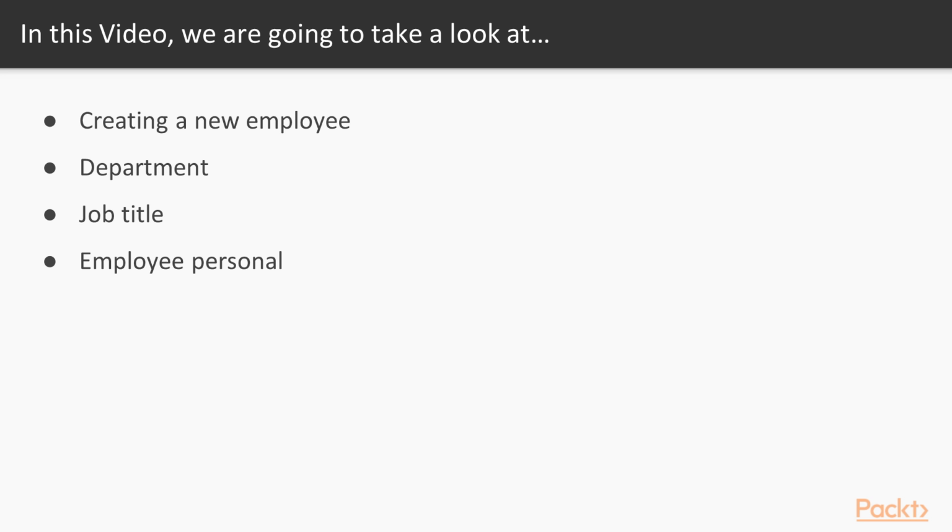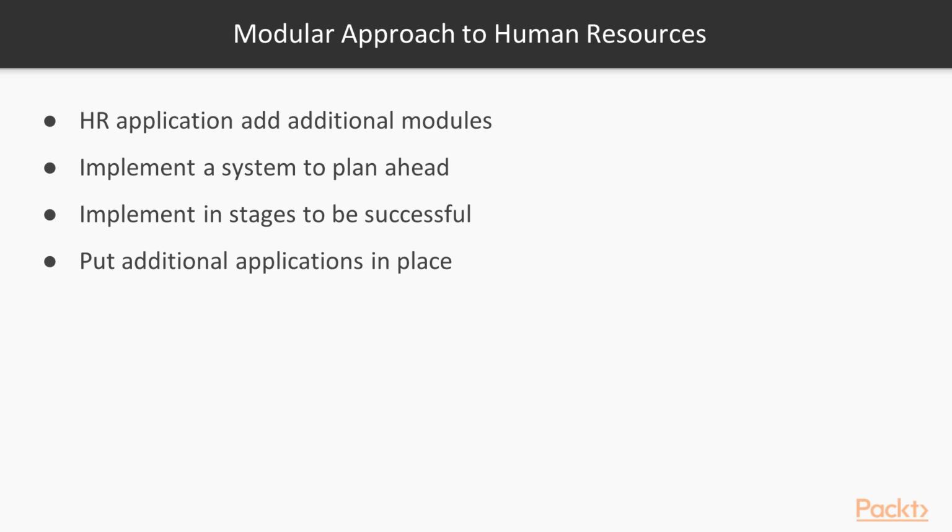In this video we will learn how to create a new employee, department, job title, employee personal information. Modular approach to human resources. Like the rest of Odoo, the HR application allows you to implement the functionality you need today, and then later add additional modules. This approach makes it much easier to start using Odoo right away to solve specific company needs.